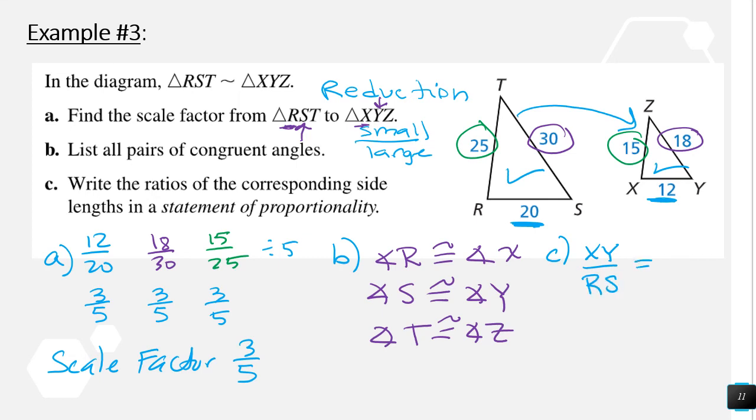Remember, you can always come up here to your statement here. If you use these 2 letters ST, it's going to go with YZ. So you could come over here and say that YZ is going to go with ST. And last but not least, what did we forget? ZX over TR.